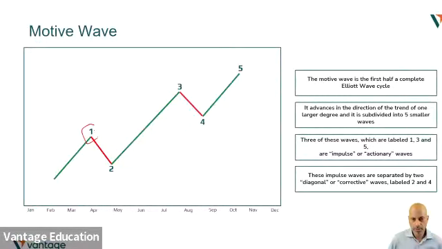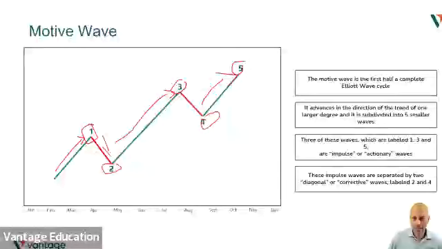Wave one is here. This is wave one, this is wave three, and this is wave five. So these are all impulse or actionary waves. They follow the larger trend, which is upward. And then we also have the corrective waves, which are labeled 2 and 4, because they are the corrective move in the upward trend. So this is what it means here.